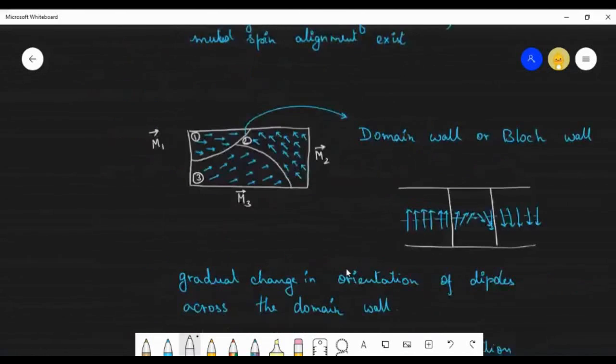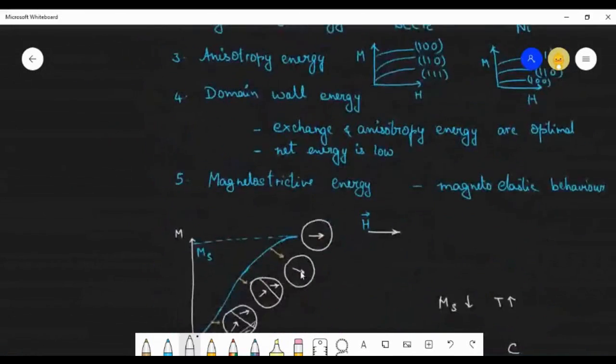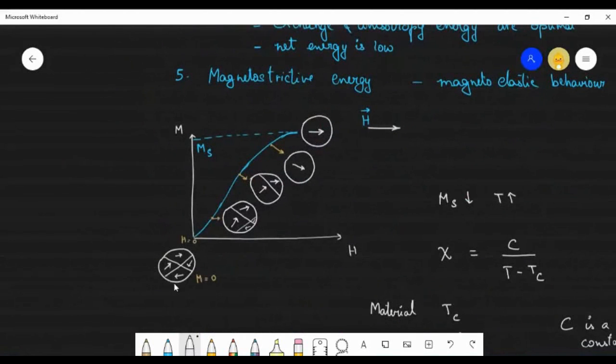This can be attributed to the fact that the domains are oriented such that their net magnetization cancel each other. As the field increases, the domains that are favorable to the external field grow at the expense of unfavorably oriented domains until the entire specimen becomes a single domain and net magnetization is in the direction of the external applied field.